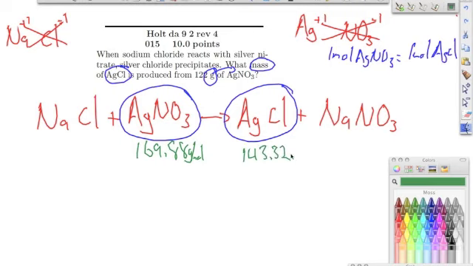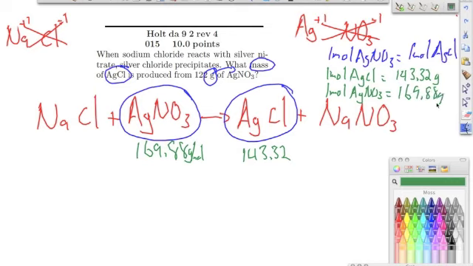143.32. Now what that means is that 1 mole of AgCl equals 143.32 grams of AgCl, and 1 mole of AgNO3 equals 169.88 grams of AgNO3. Okay, so remember we have all our conversion factors written down.